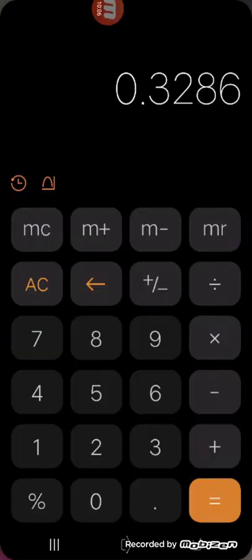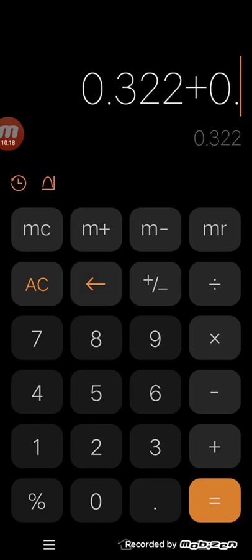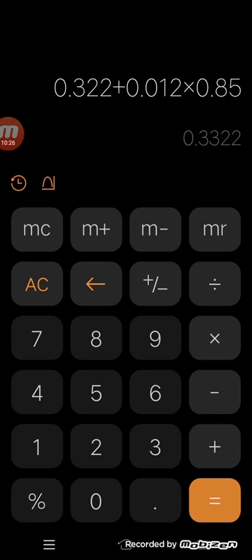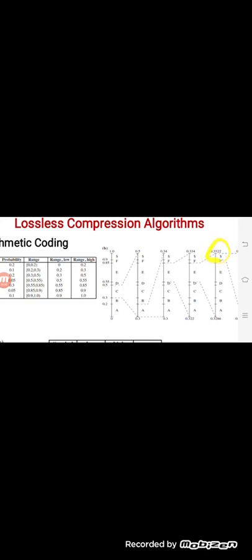For the higher value we can go ahead with a similar calculation. 0.322 was the base. In that we will add 0.012 as the range, and the higher scale was 0.85. So we have 0.3322 as the value for the higher range, and here you can see that value, 0.3322. Similarly we can find out for the dollar symbol as well, and this way we can get this particular table which will give you the new fractional range for the lows and high values for all the symbols present in the message. And this is how arithmetic coding works.